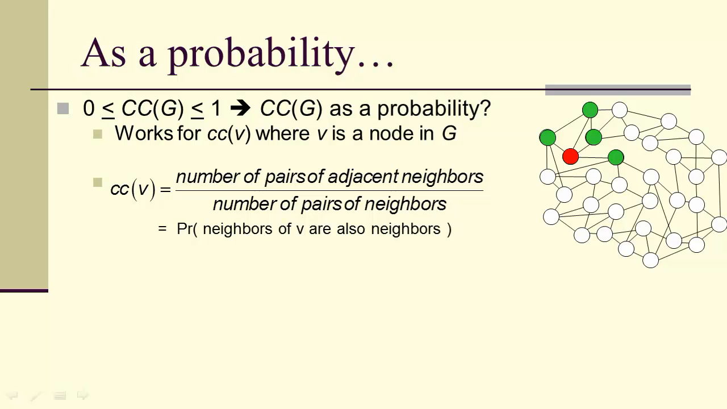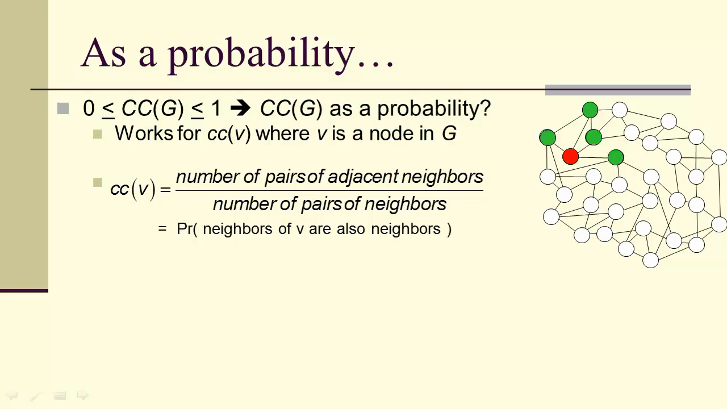So for instance, the clustering coefficient of a graph is between 0 and 1, so we'll just say, well, it's a probability of something maybe. Now, this certainly works for the clustering coefficient of a vertex, because it's essentially the probability that neighbors of V are themselves neighbors to each other.